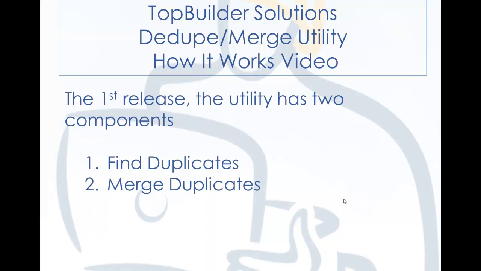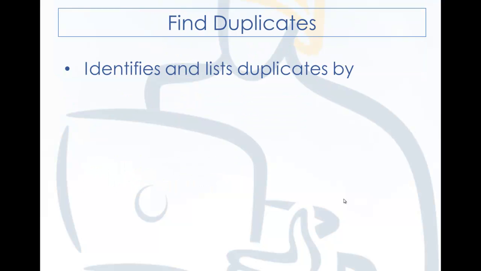Okay, so the first release of this utility has two components. The first component is finding or identifying the duplicates, and the second component allows you to merge those duplicates together, and we'll get into some details about that in a second.